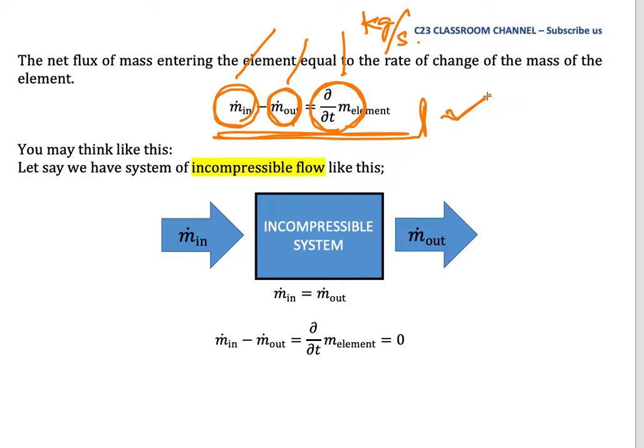Let's say we have an incompressible flow. Incompressible flow means that the fluid cannot be compressed. The simple idea is liquid, because we cannot compress liquid easily. If you do some high-end research, you may say that liquid can be compressed a little bit, but in the general idea, we say that liquid cannot be compressed, so we call it incompressible flow or incompressible fluid.